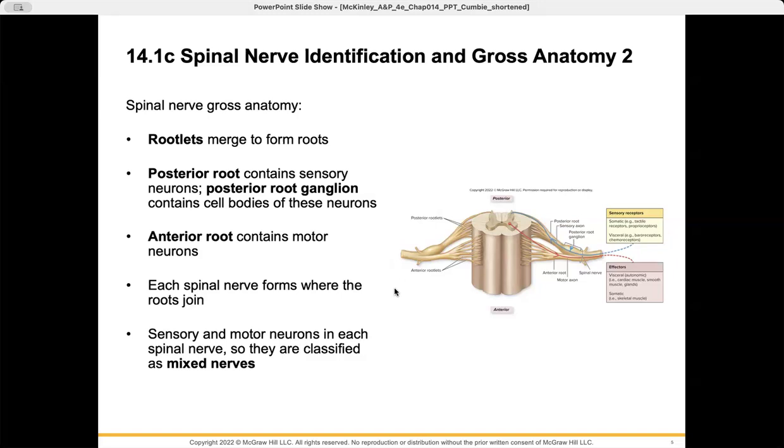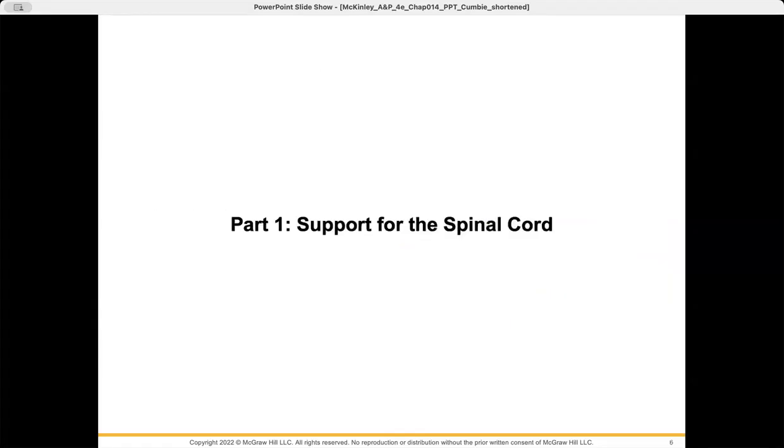And it's important to note that all spinal nerves are considered mixed, meaning they have both a sensory and a motor function. Any of the signaling coming from the posterior area of this root is going to be sensory. And any of the information coming from the anterior area is going to be motor. And so both of them come together to form these mixed nerves, which all spinal nerves are.